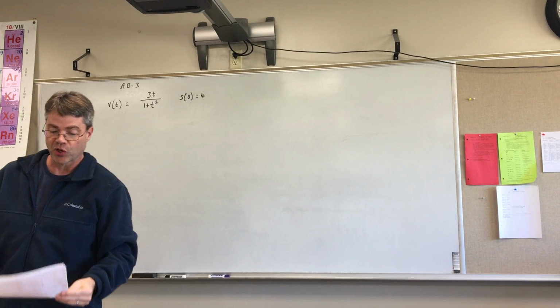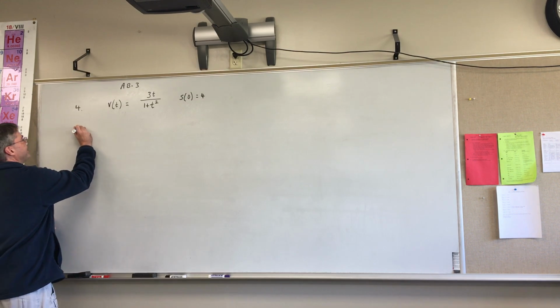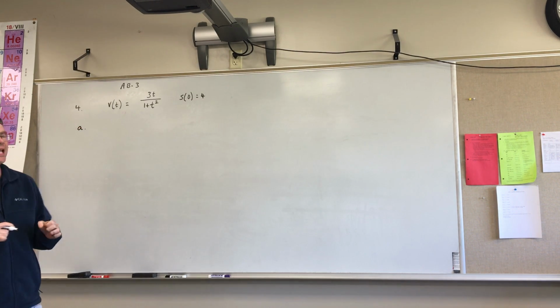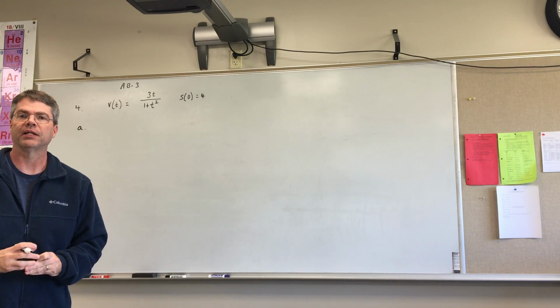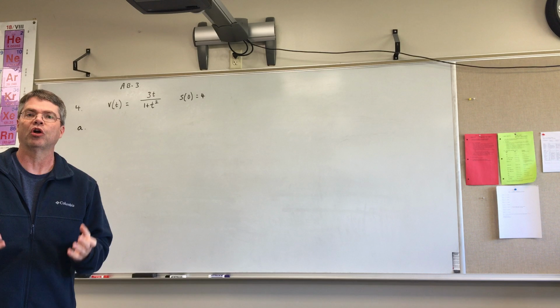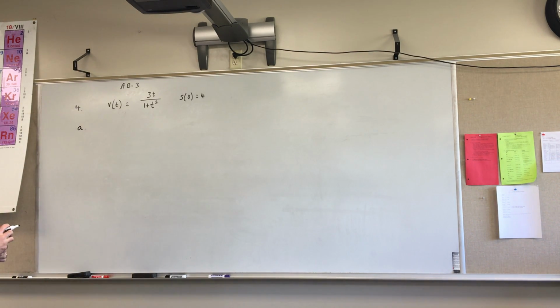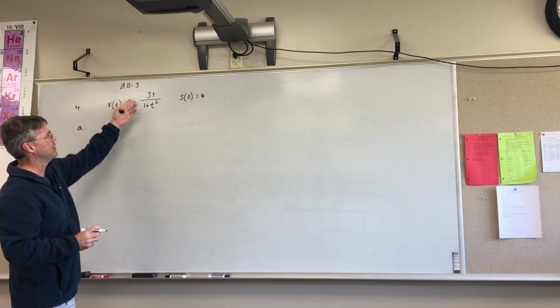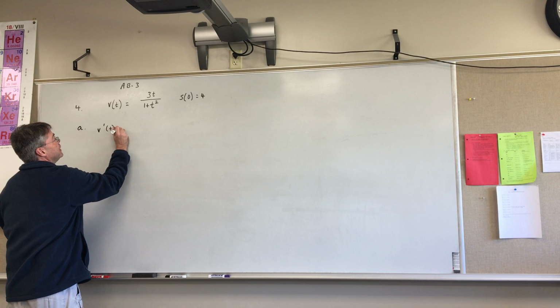So first of all, it says determine the maximum velocity for the particle. In order to get a maximum, we have to take the derivative, set it equal to 0, and solve. That'll give us our critical point, which should give us our maximum value when we plug it back into the original equation. So you have to take the derivative, v prime of t.